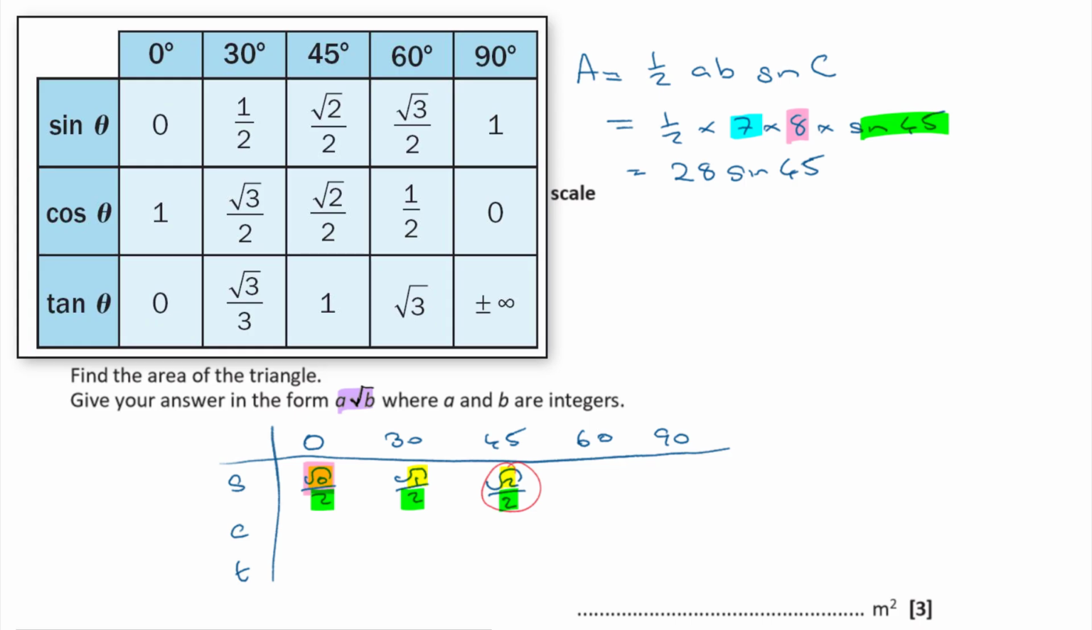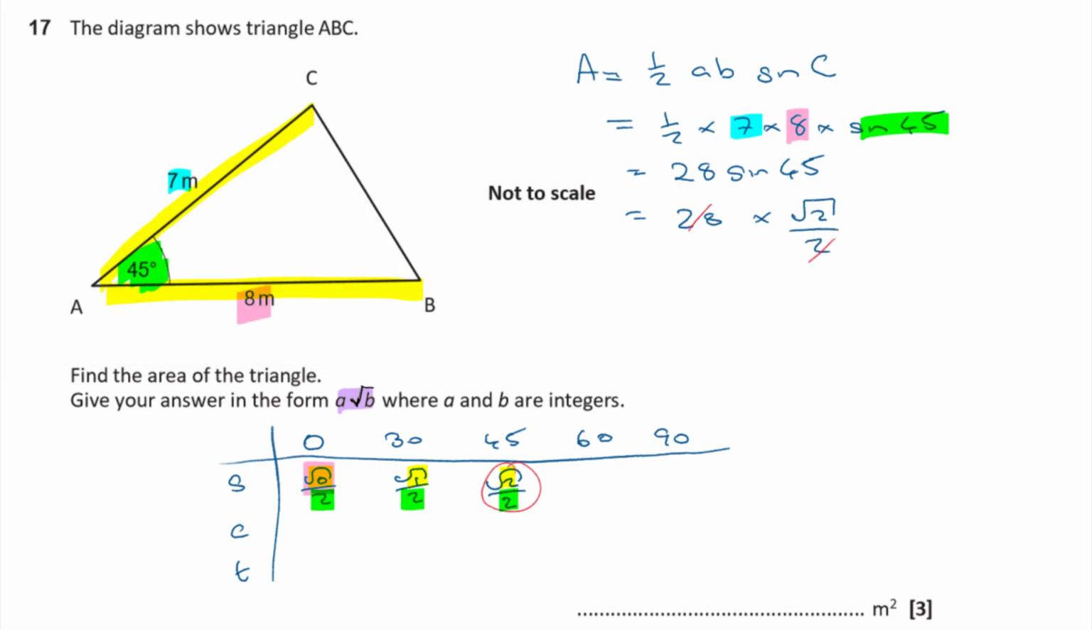Okay, so here I'm going to get 28 sine 45, which we just worked out to be root 2 over 2. So 28 times root 2 over 2. So 2 into 28 goes 14 times. So that comes out to be 14 root 2. That's my final answer. 14 root 2.